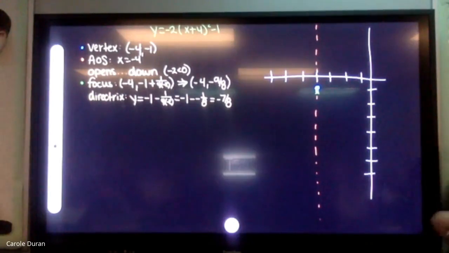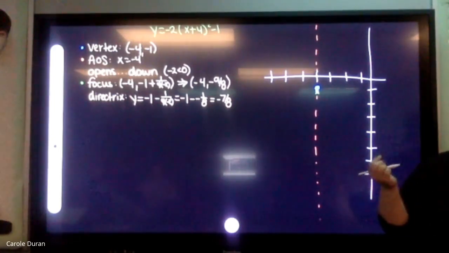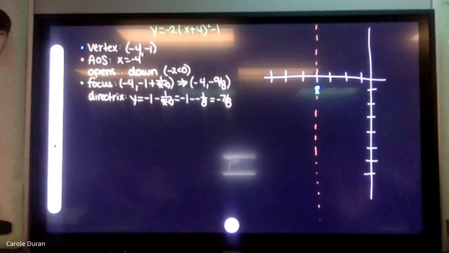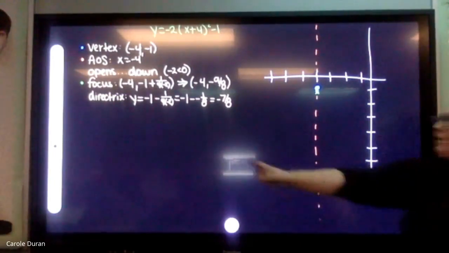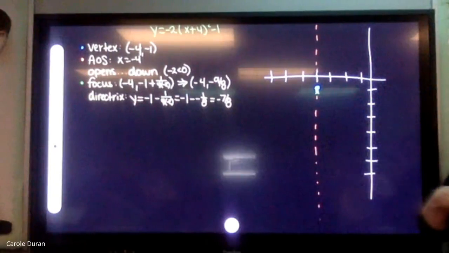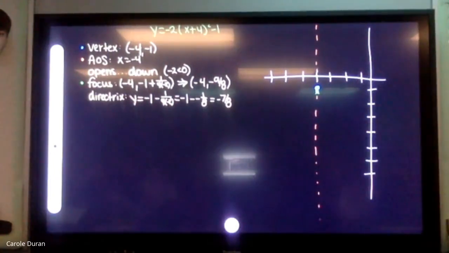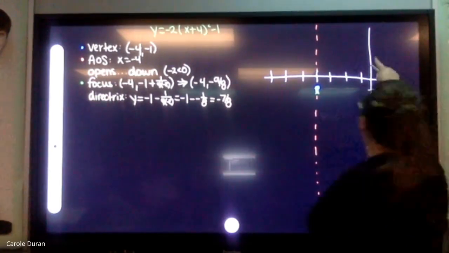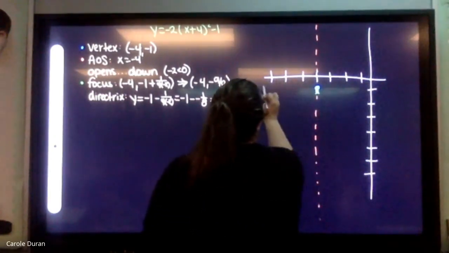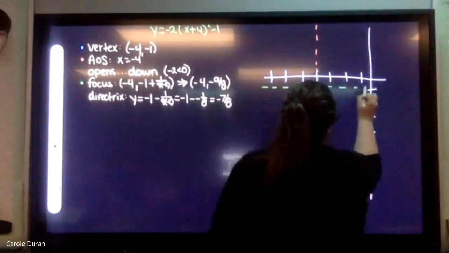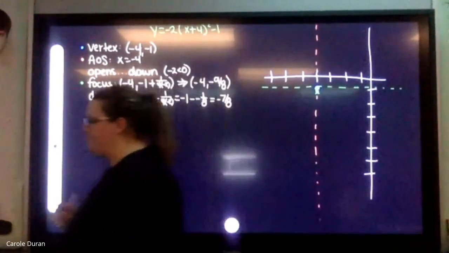What is the next piece that I need to identify? The directrix. That's kind of the last piece that I have here, except for direction of opening. So this is going to be a horizontal line that goes through y equals negative 7/8. Again, this line is going to be extremely close to your vertex, and depending on how you drew your graph, it might even touch it. That is okay. We know in actuality there is some distance between them. So I go slightly above -1, and I draw a dotted line as best as I can.